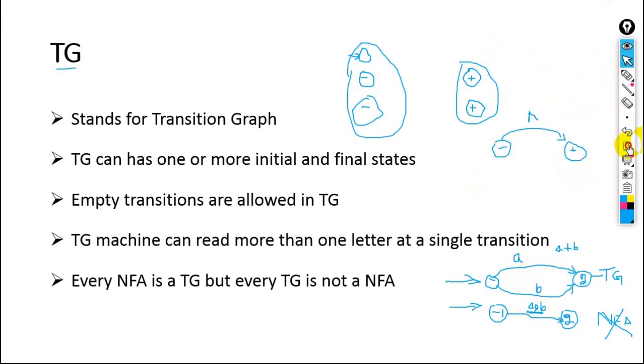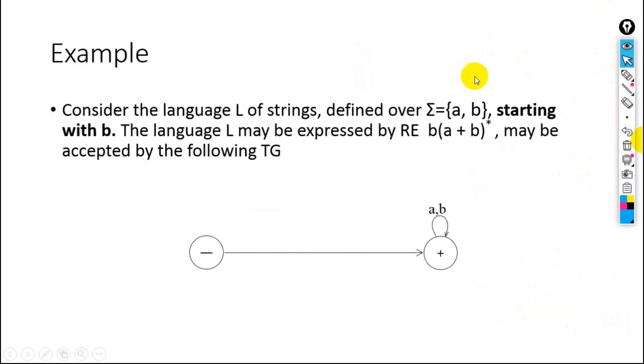Okay. So what we have are some examples for TG. Consider the language L of strings defined over A, B, the alphabet, starting with B. In this case, the language is starting with B. First of all, we should create a regular expression for this. After that, we will draw the TG for this regular expression.